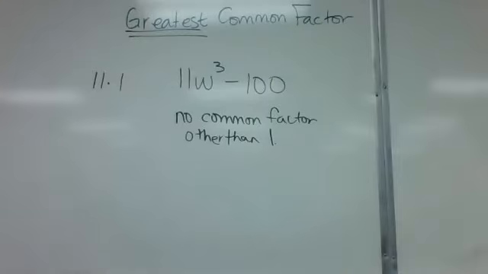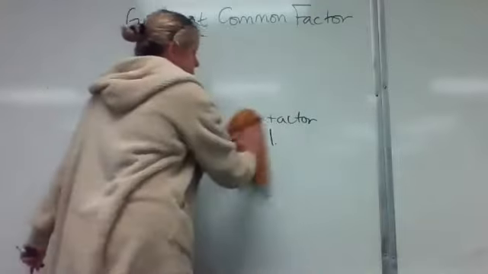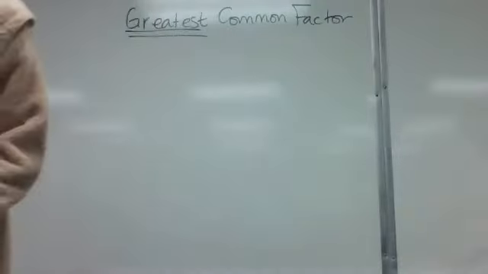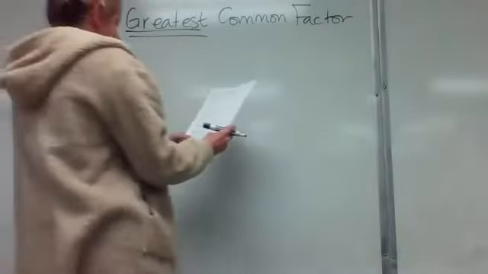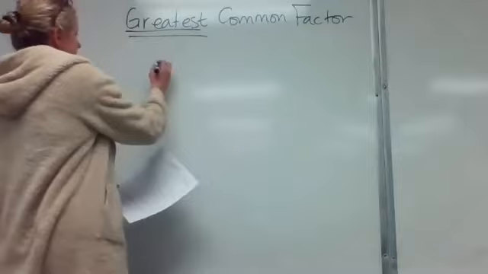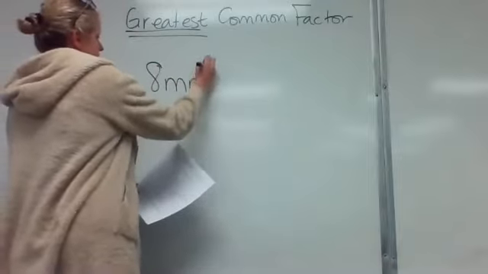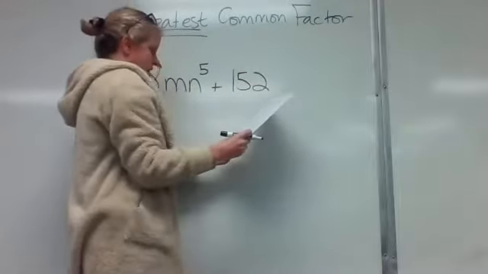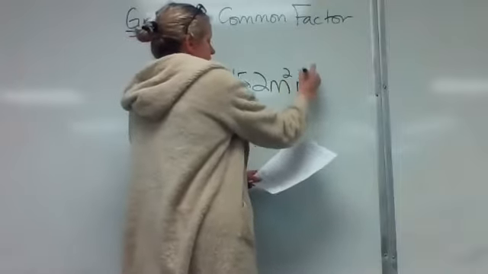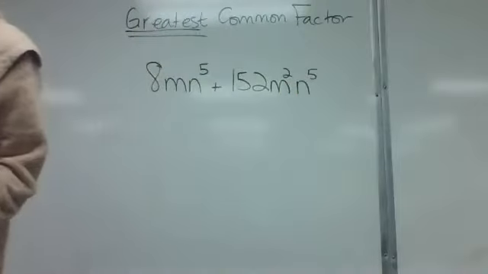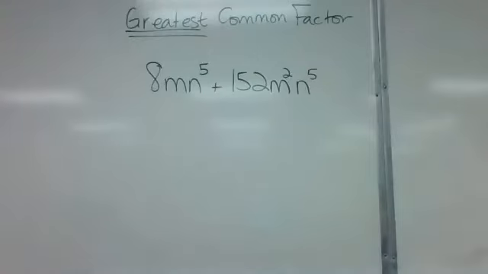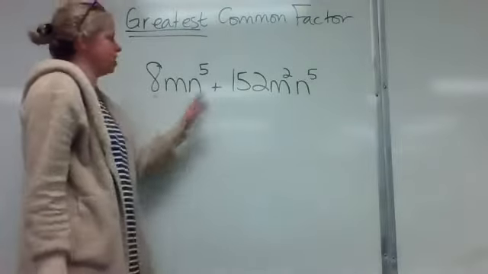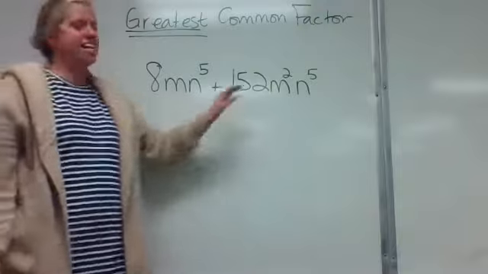Okay, let's look at number 5. 8mn to the 5th plus 152m squared n to the 5th. So we're just going to take this one thing at a time. First things first, don't even worry about the m's and n's yet. We just got an 8 and a 152.